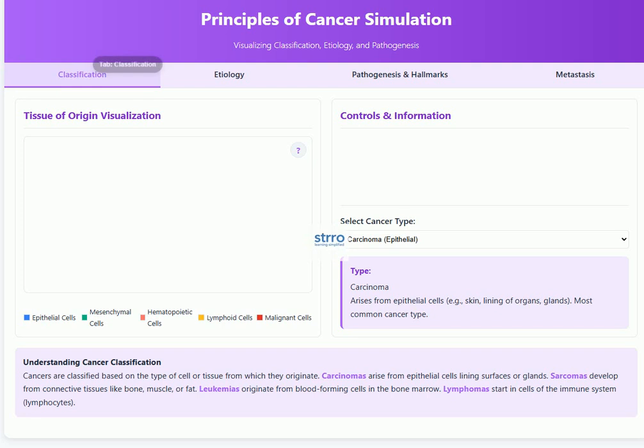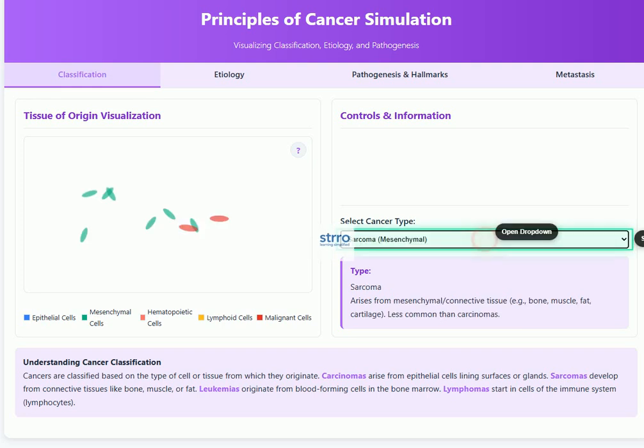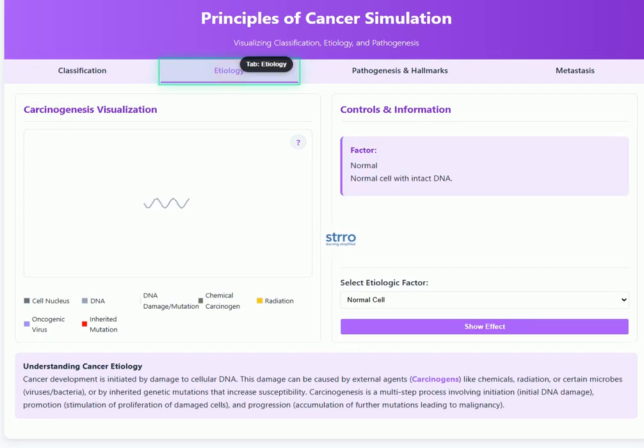Cancers are classified by origin. Carcinomas start in skin or organ linings, sarcomas in bones or muscles, leukemias in blood cells, and lymphomas in immune cells.